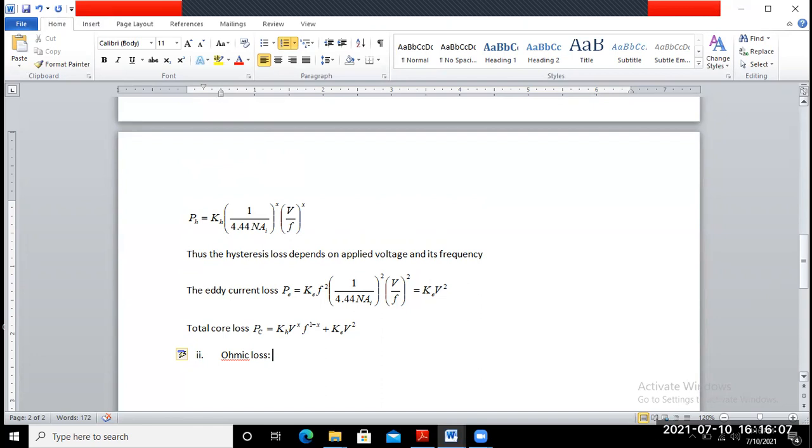Okay, so we stop here today, and in the next class we will continue from this point on how we can find the efficiency of the transformer.